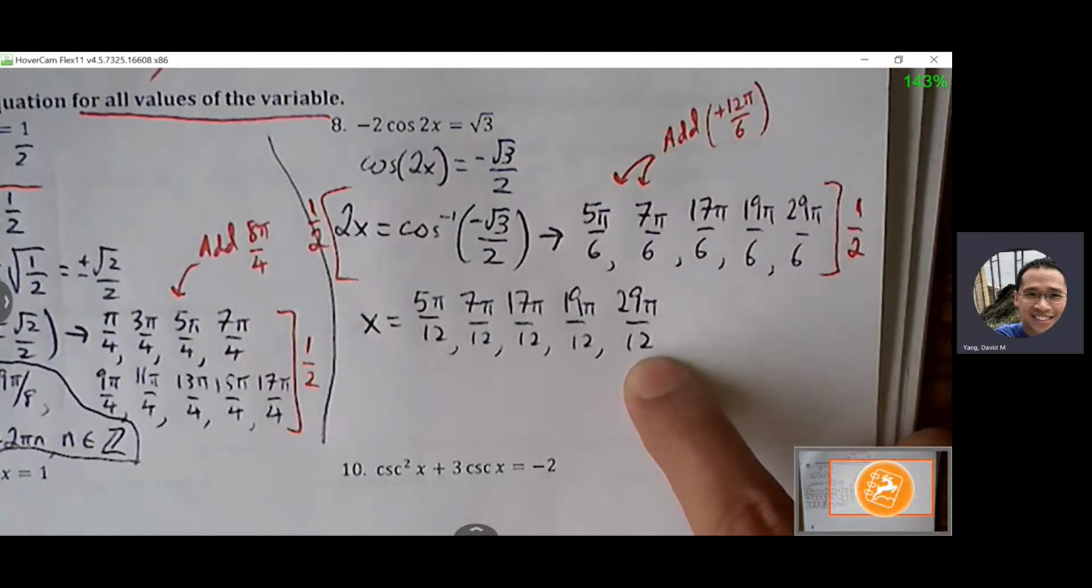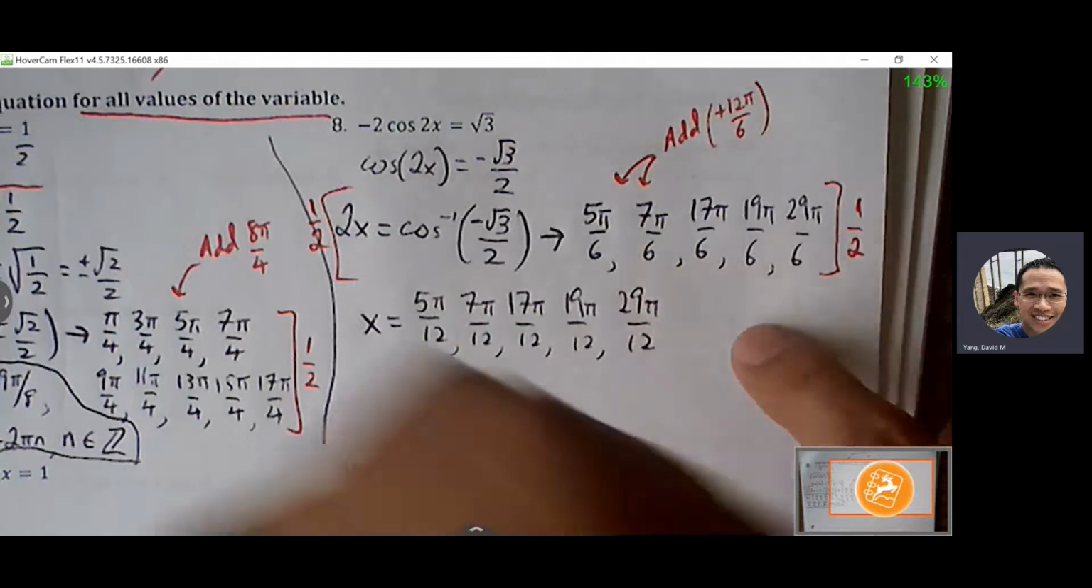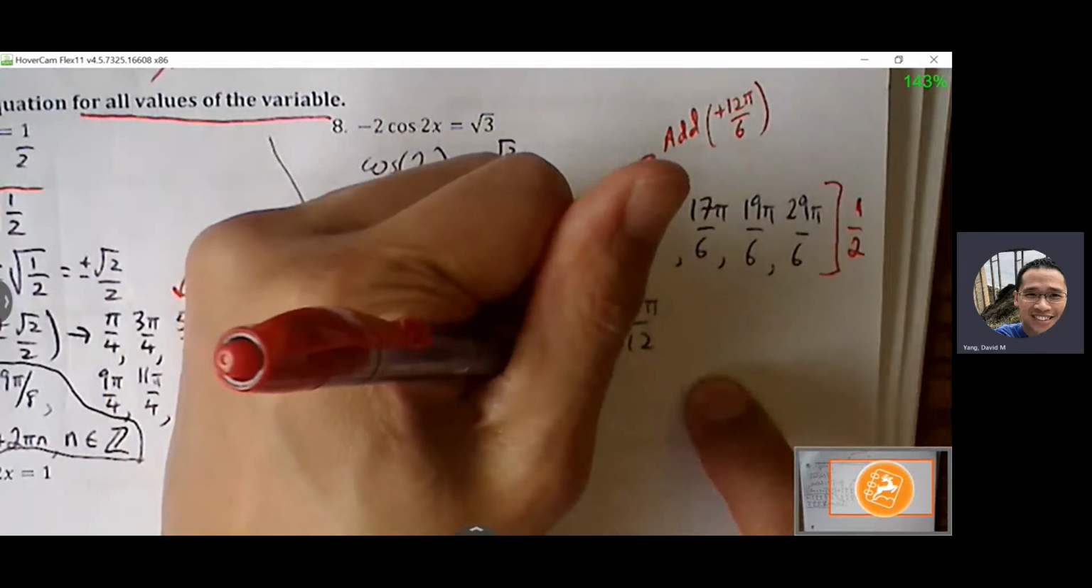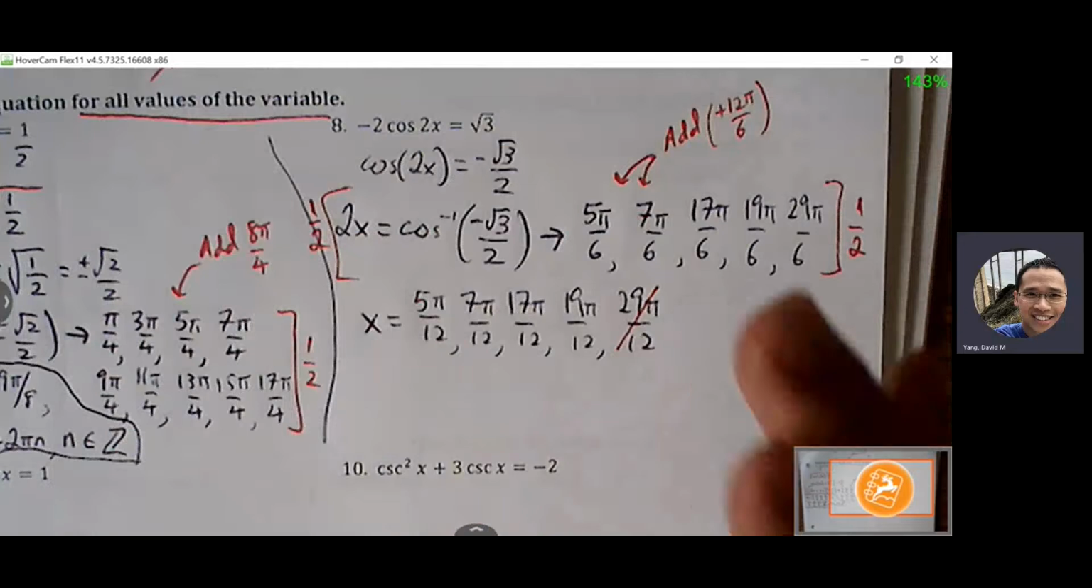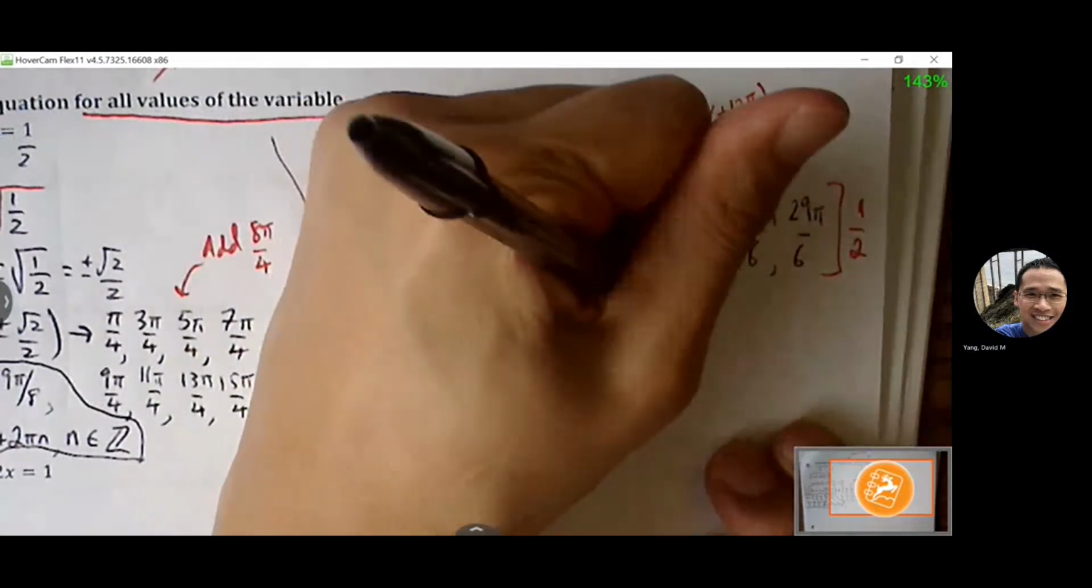Okay, 29 pi over 12 is more than 2. We know 24 over 12 is 2, so this is way past. So I always like to have one more than what I need, so I know I've covered all my potential solutions.